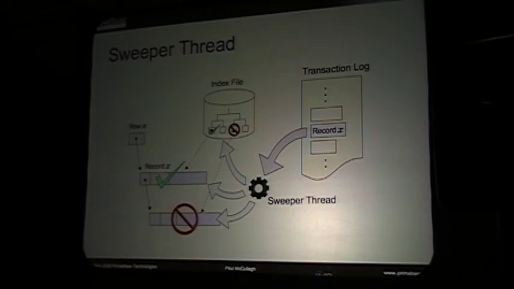And if this was a rolled back record, then the sweeper would just come along here and delete this record and delete that index entry, and it can do that in the background. So that's what makes the commit and the rollback in PBXT so fast, because there's nothing to do. It's all done by the sweeper in the background.